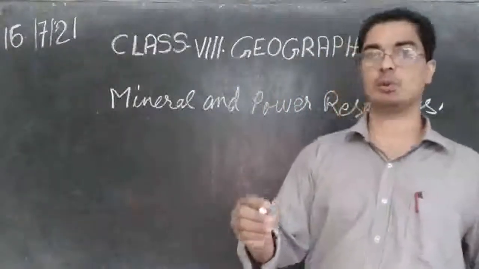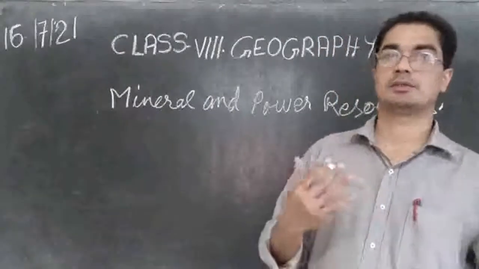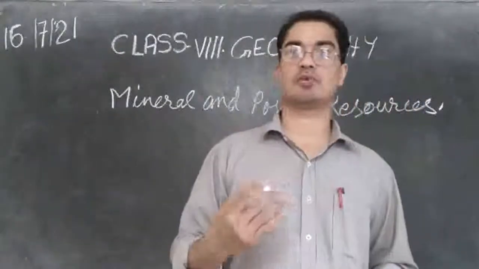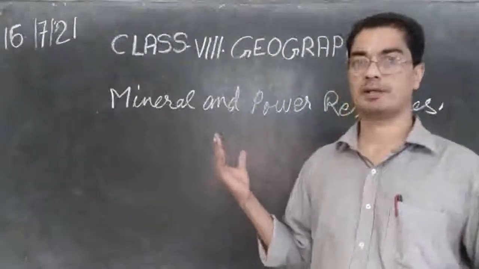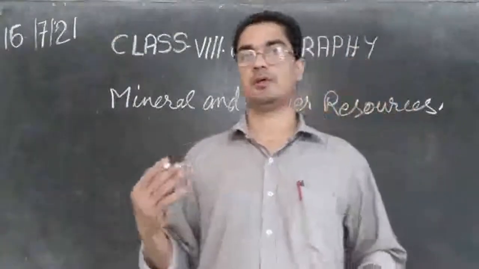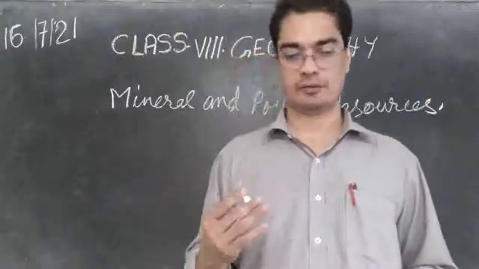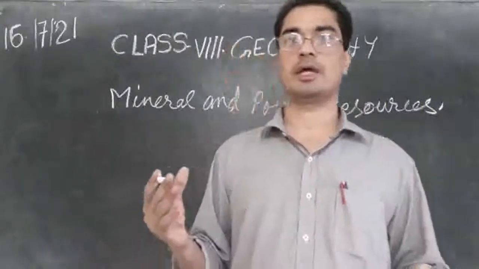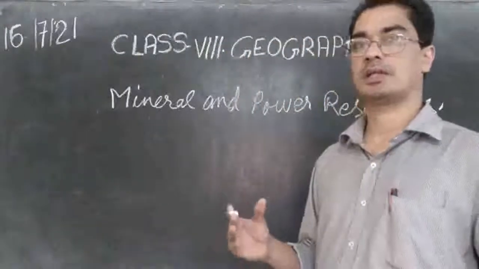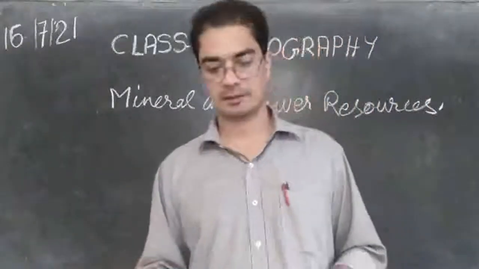If you want to make a tool, mineral is required. If you want to wear a dress, it is mostly made by machines which are made of minerals. So minerals have become so essential for human life. Let us see how they are formed, how they are important for us, and what the types of minerals are. All that we will be studying in this lesson.